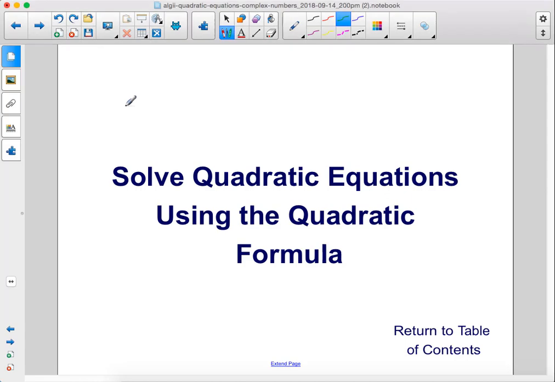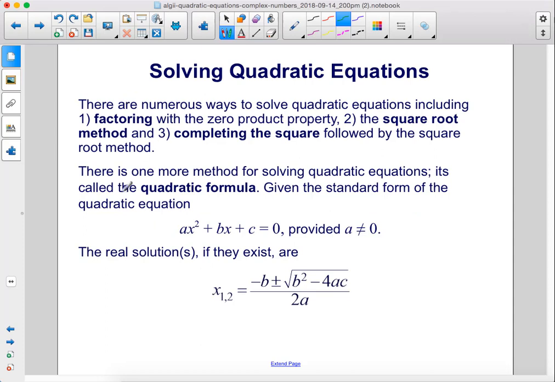Solve quadratic equations using the quadratic formula. There are numerous ways to solve quadratic equations, including factoring with the zero product property, the square root method, and completing the square followed by the square root method. There is one more method for solving quadratic equations. It's called the quadratic formula.